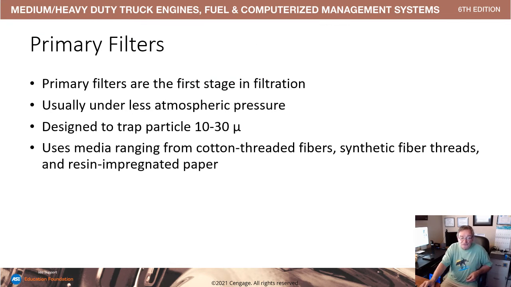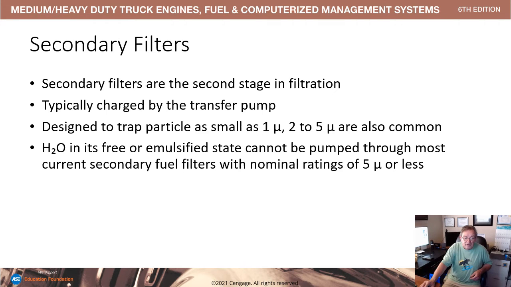Primary filters are the first stage in filtration. They're usually at less than atmospheric pressure, meaning a slight vacuum or suction. They're designed to trap particles from 10 to 30 microns. The media ranges from cotton threaded fiber and synthetic fiber threads to resin impregnated paper.